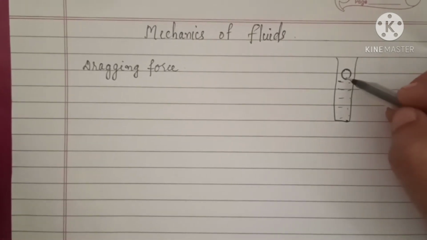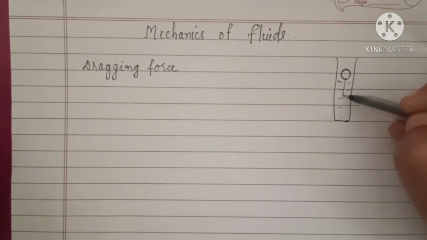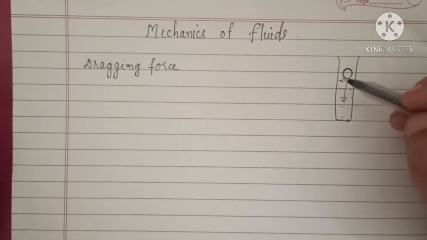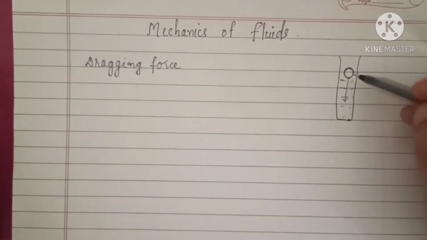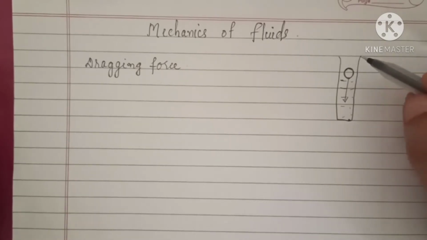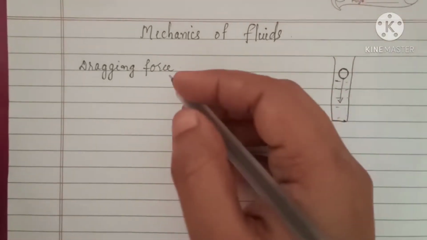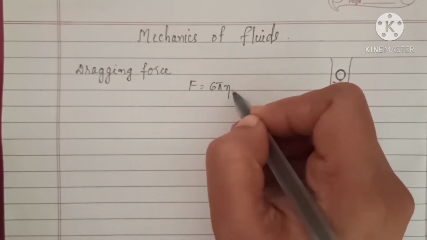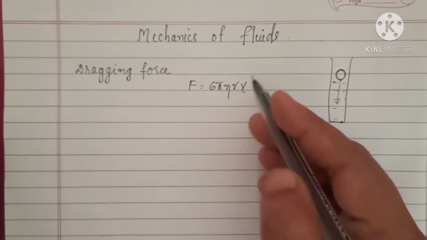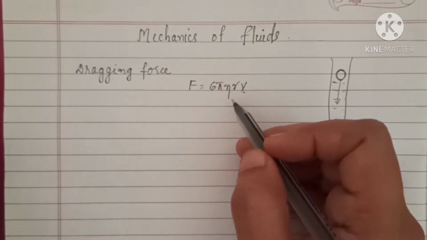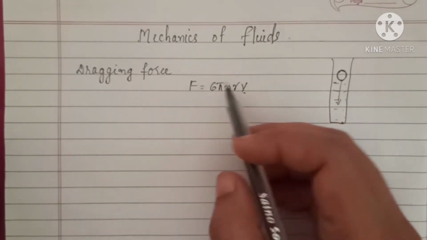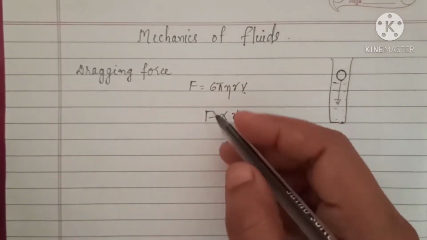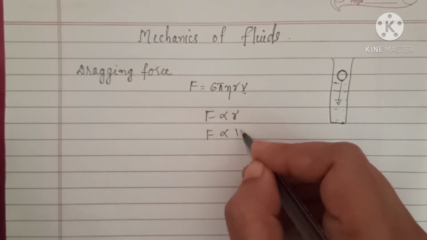At that time, what will happen? When it moves inside the liquid, surely it will experience a dragging force. That means a backward dragging force. And you got an expression for Stokes' law, which is given by F is equal to 6 pi eta r v. From this, it is clear that since 6 pi and eta, the coefficient of viscosity, are both constants, F is proportional to the radius of the sphere and F is proportional to the velocity of the sphere.